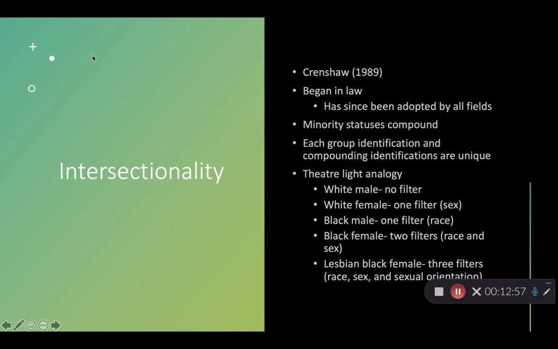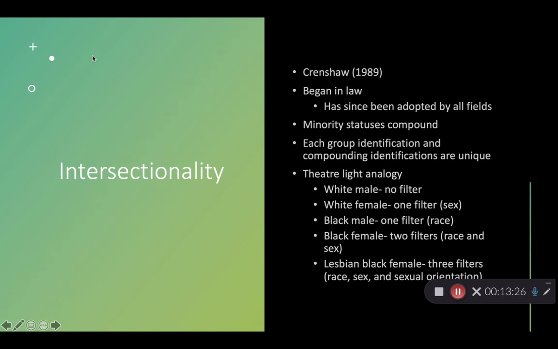It has since been adopted in all fields because it starts to demonstrate that all of the groups you identify with compound, and where you're located within these groups is then associated with your social class location. Again, what group do you belong to when it comes to sex, male or female? Historically, males had power. What group do you belong to when it comes to race? Black, white, Asian, Latin American, Native American. Okay, the whites tended to have power.